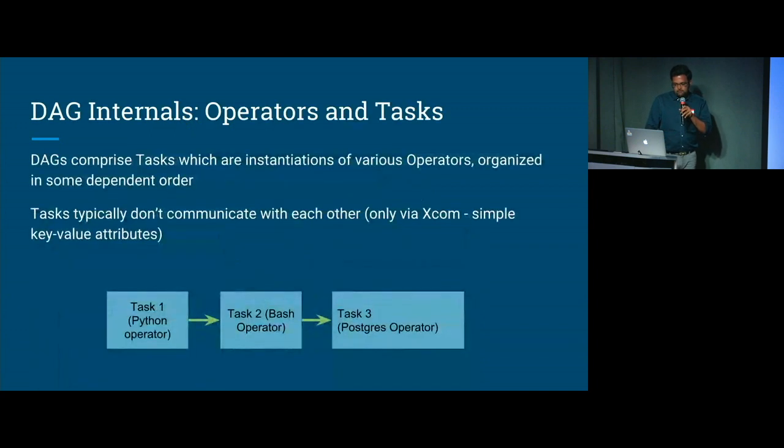To give some nomenclature, a DAG comprises tasks, which are instantiations of various operators. They are organized in some dependent order. A small toy example is like this: a DAG where task one, once it's complete, then task two starts, and then task three starts. A task is a process that the worker works on, and it is an instantiation of a Python operator. Then there could be a bash command that runs after this, and finally maybe a Postgres operator which talks to a database, right?